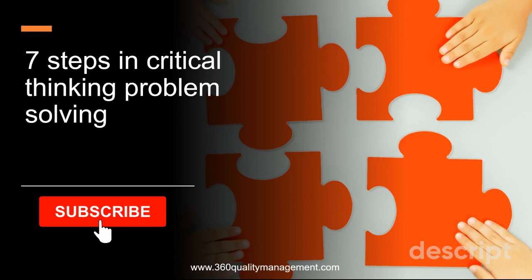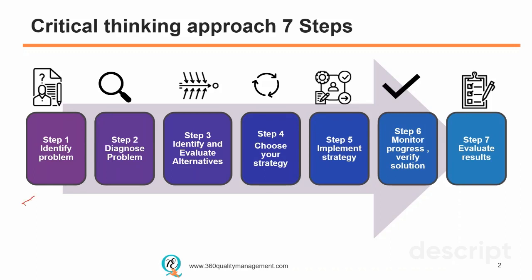Watch now. Critical thinking is usually divided into 7 steps, which start from identify the problem, diagnose the problem, identify and evaluate alternatives, choose your strategy, implement the action plan or strategy, and verify the action plan that has been implemented or monitor the progress, and finally evaluate the results to check if there's any further improvement to be made. We shall go through the steps one by one in the next consecutive slides.